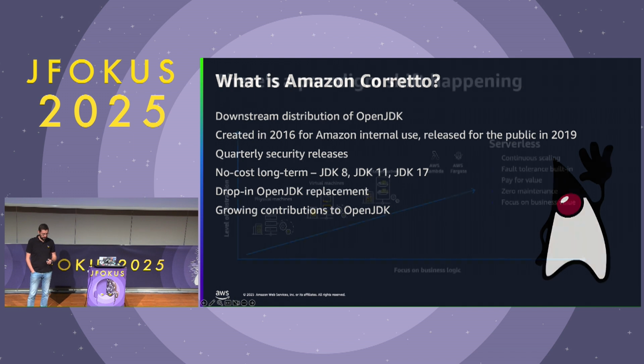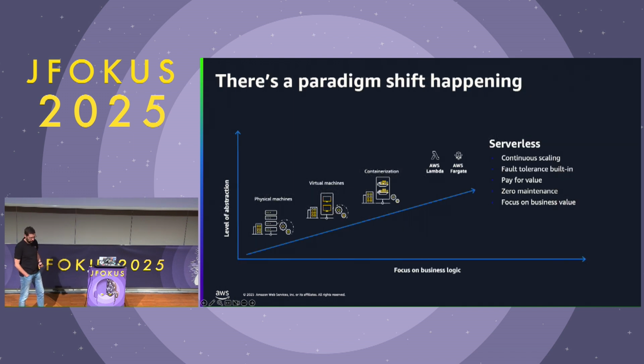So the paradigm shift. We've gone from physical machines to virtual machines, containers, and now we are at serverless. On all of those, you can run your Java workloads. Depending on which one you take, and we'll cover that later, there are things that you don't need to take care of anymore, or you have to take care of. It's your choice.